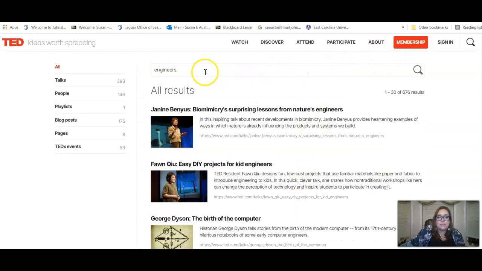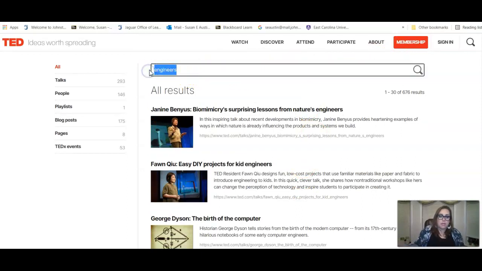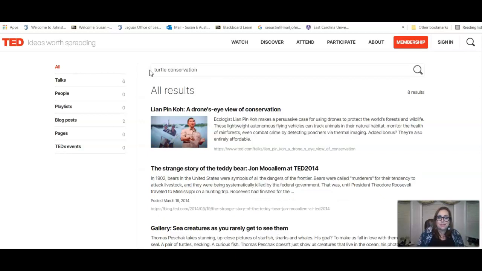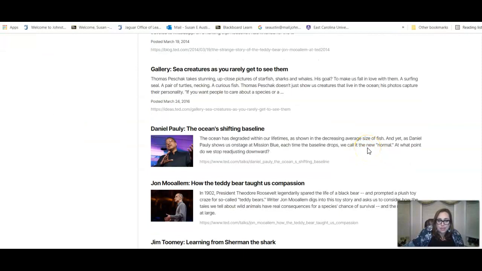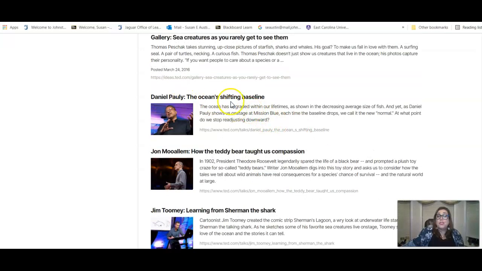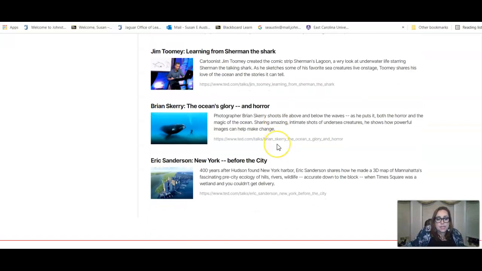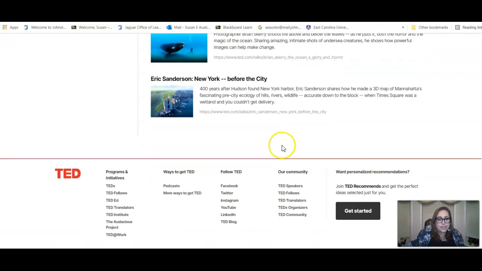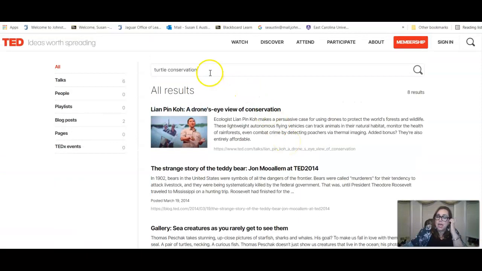But let me see, I'm trying to think. Turtle conservation. Let's see what comes up. The ocean shifting baseline, that looks interesting. That's something where he may talk about a problem that's being solved, a problem that needs innovation. I don't know. You can just go through and check.